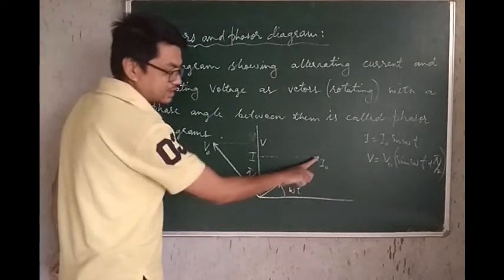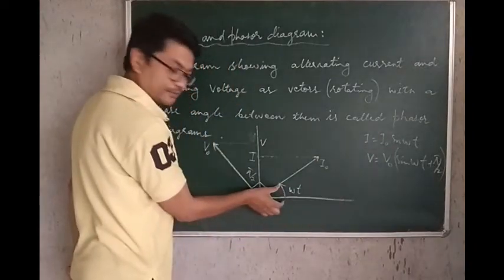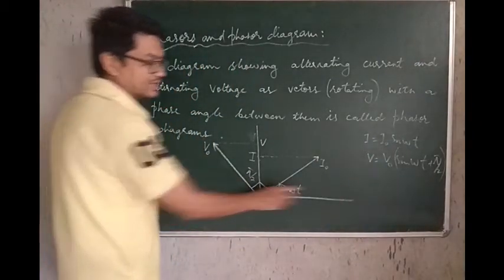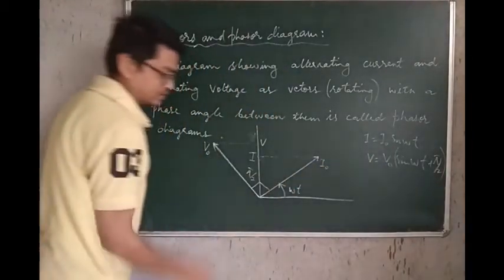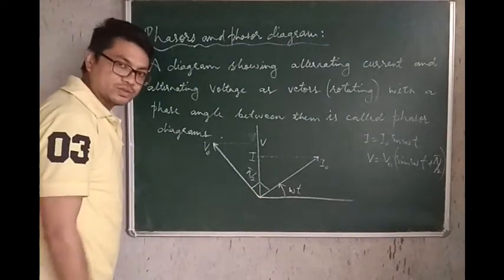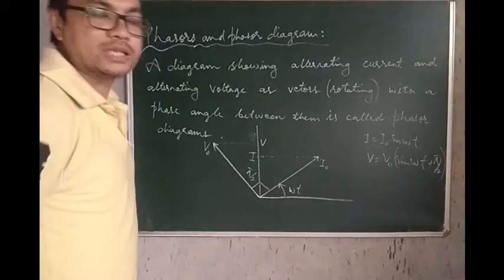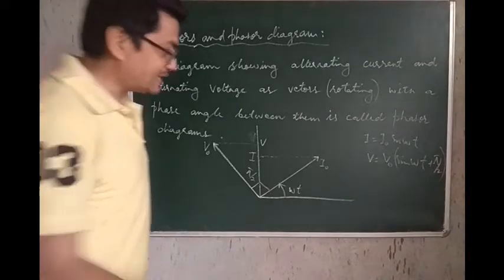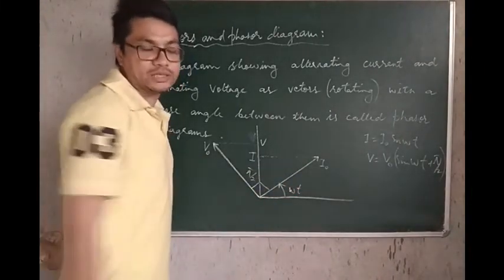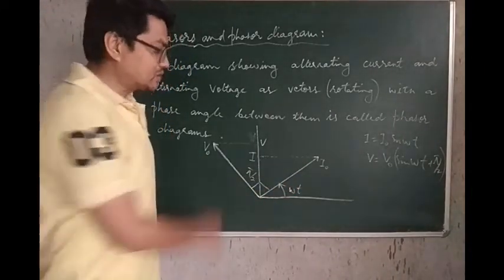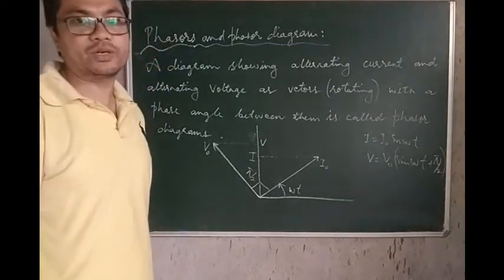The phase angle of the current is omega t, and the voltage is leading the current by a phase angle of pi by 2. So this is pi by 2. So this also is a phasor diagram. There could be cases where current leads the voltage. So this is another example of a phasor diagram.